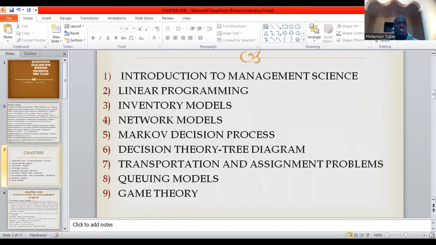Under linear programming, we shall use inequalities to do the maximization and minimization of business aspects. For example, we would want to maximize revenue, we would want to maximize profit, but at all times, we would want to minimize losses.